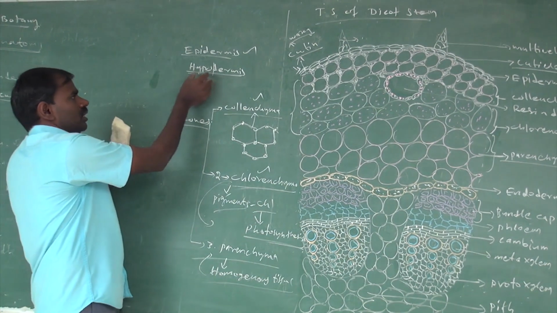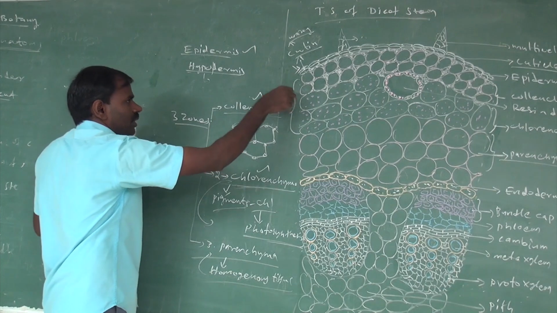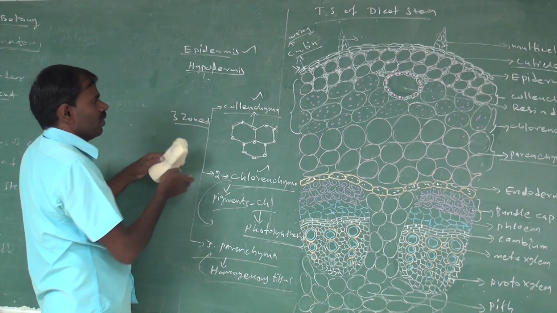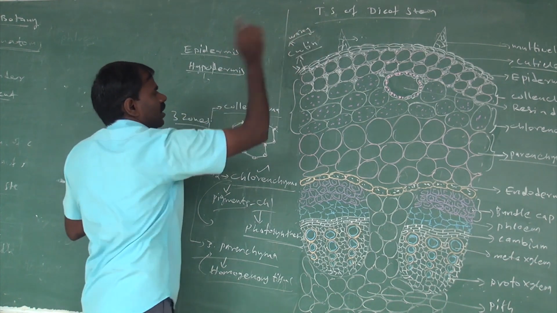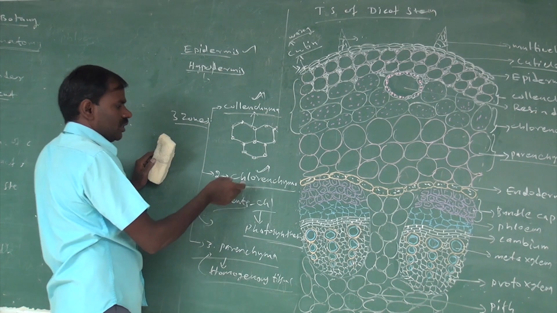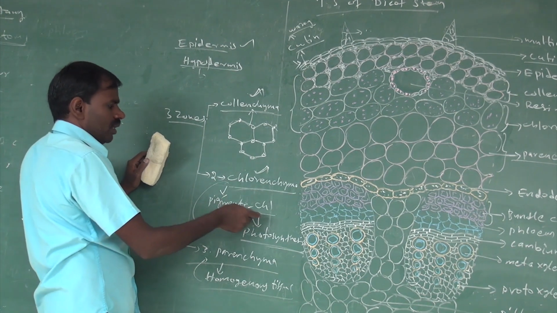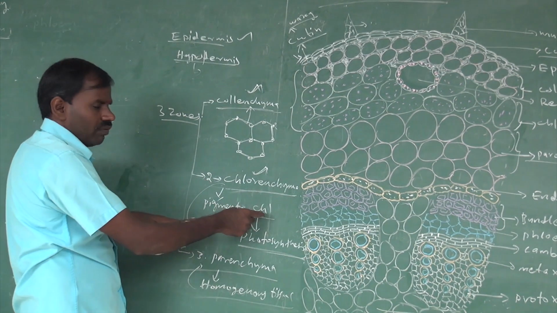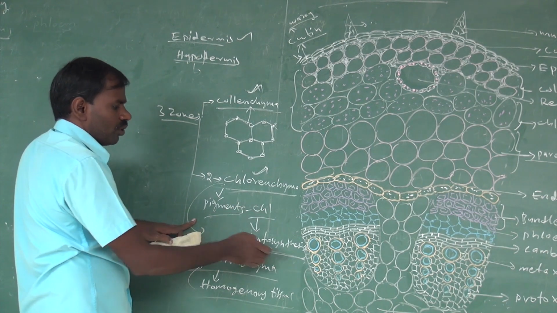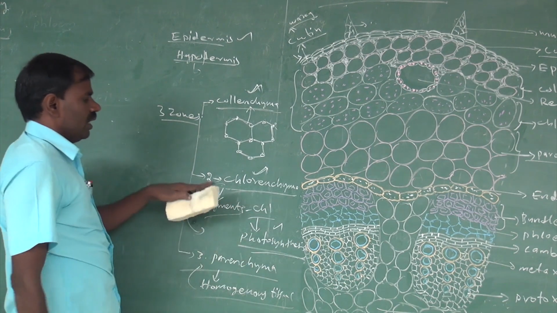The hypodermis is the region below the epidermis. The hypodermis is made up of collenchyma cells in the dicot stem. The second zonal region is called chlorenchyma cells. The chlorenchyma cells contain pigment. What types of pigments are present? Chlorophyll pigments are present, which perform the photosynthesis process, and are involved only in chlorenchyma tissue.